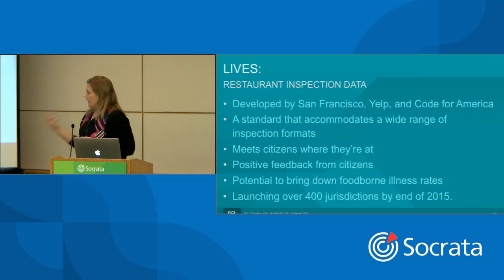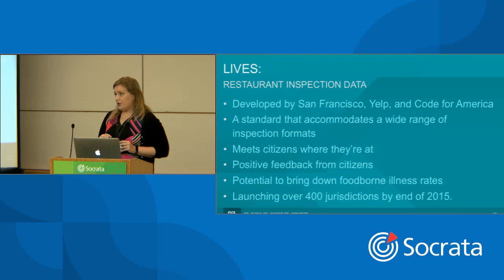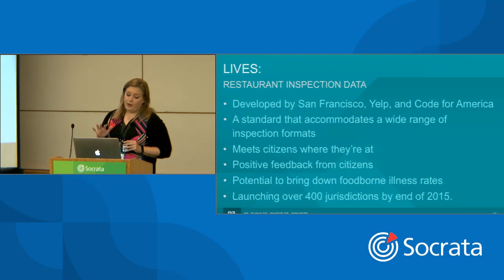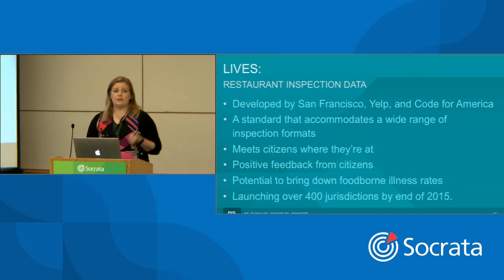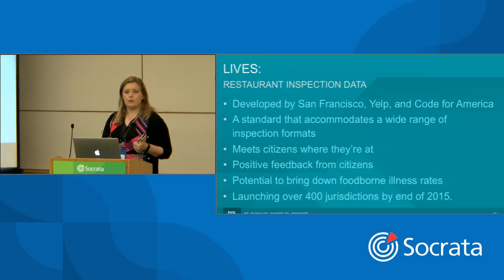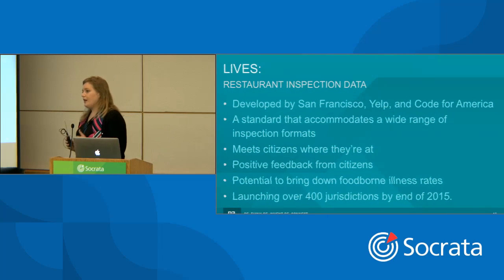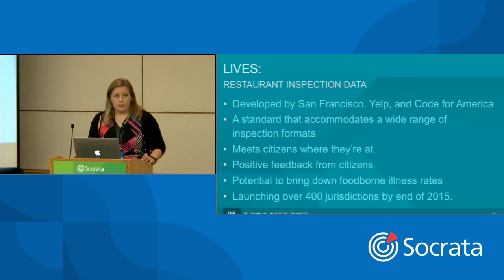Eight governments piloted over 2 years, surfacing their data as LIVES into Yelp, bringing that information to where their citizens are. They received positive feedback, and there's a potential to mirror some of the stats we see around posted restaurant inspection scores. Posted scores can lower foodborne illness rates by as much as 30% in the case of Toronto within 2 years. So we're partnering with academics and researchers to see if launching LIVES data, 400 jurisdictions from across several Socrata customers, will move the needle on foodborne illness rates.